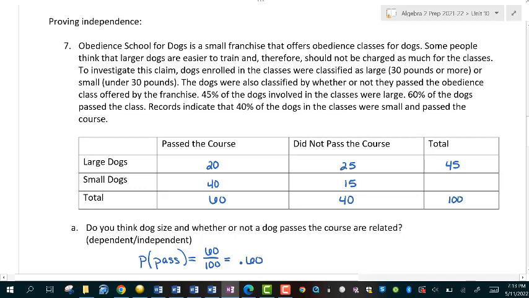franchise. So all of our information is given in percents, so I just did it out of a hypothetical 100. It says 45% of the dogs involved in the class were large, so total large is 45. 60% of the dogs passed the class, so for pass the class, total is 60. And then records indicate that 40% of the dogs in the classes were small and passed the course. So 40% passed and small, that means 20 dogs were large and passed. And it looks like I'm still missing one value here. So if I do 40 plus 15, we get 55. So 55 were small dogs.